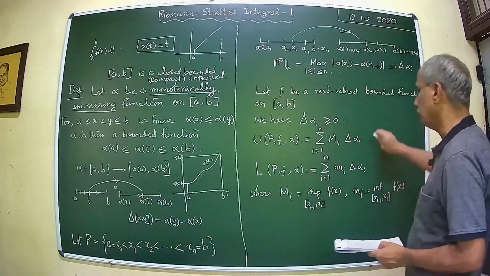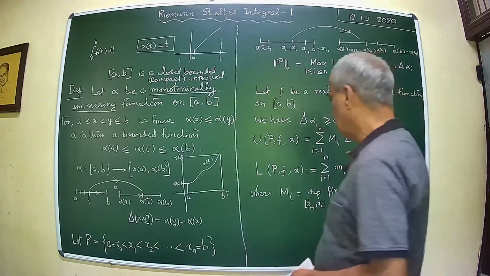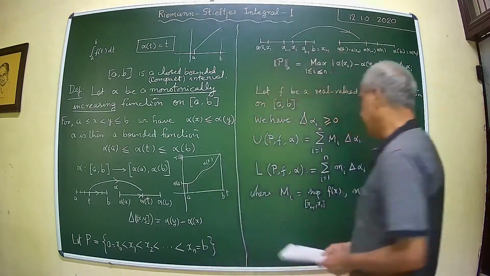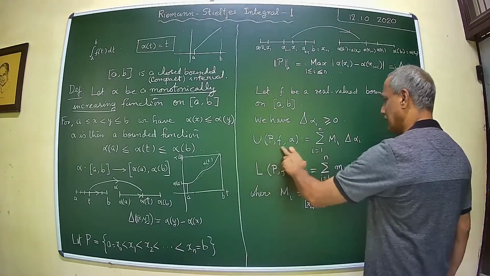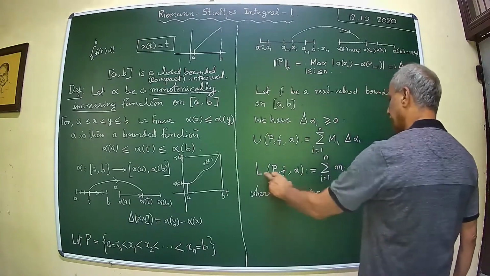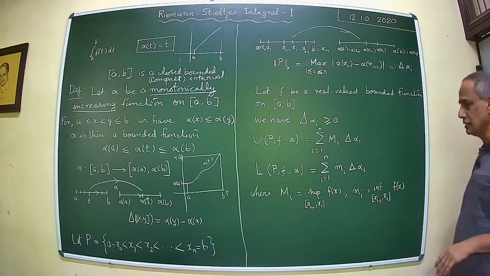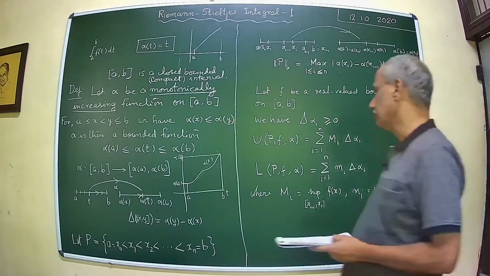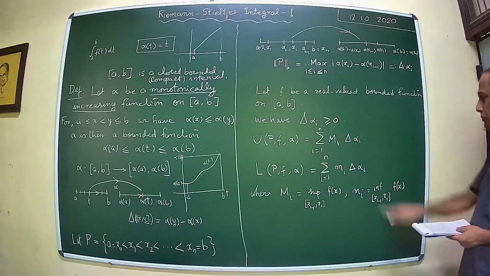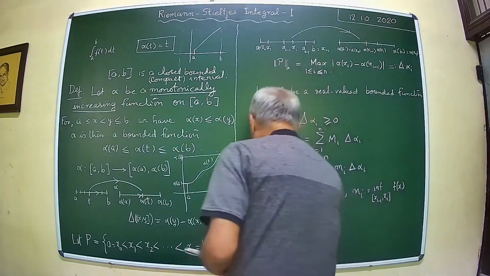So we have two sums, what is called the upper sum and the lower sum. So you have got a collection of numbers U(P, f, alpha), and another collection of numbers L(P, f, alpha), computed for this function f with respect to the partition. For each partition, you have a corresponding number. So now we define.